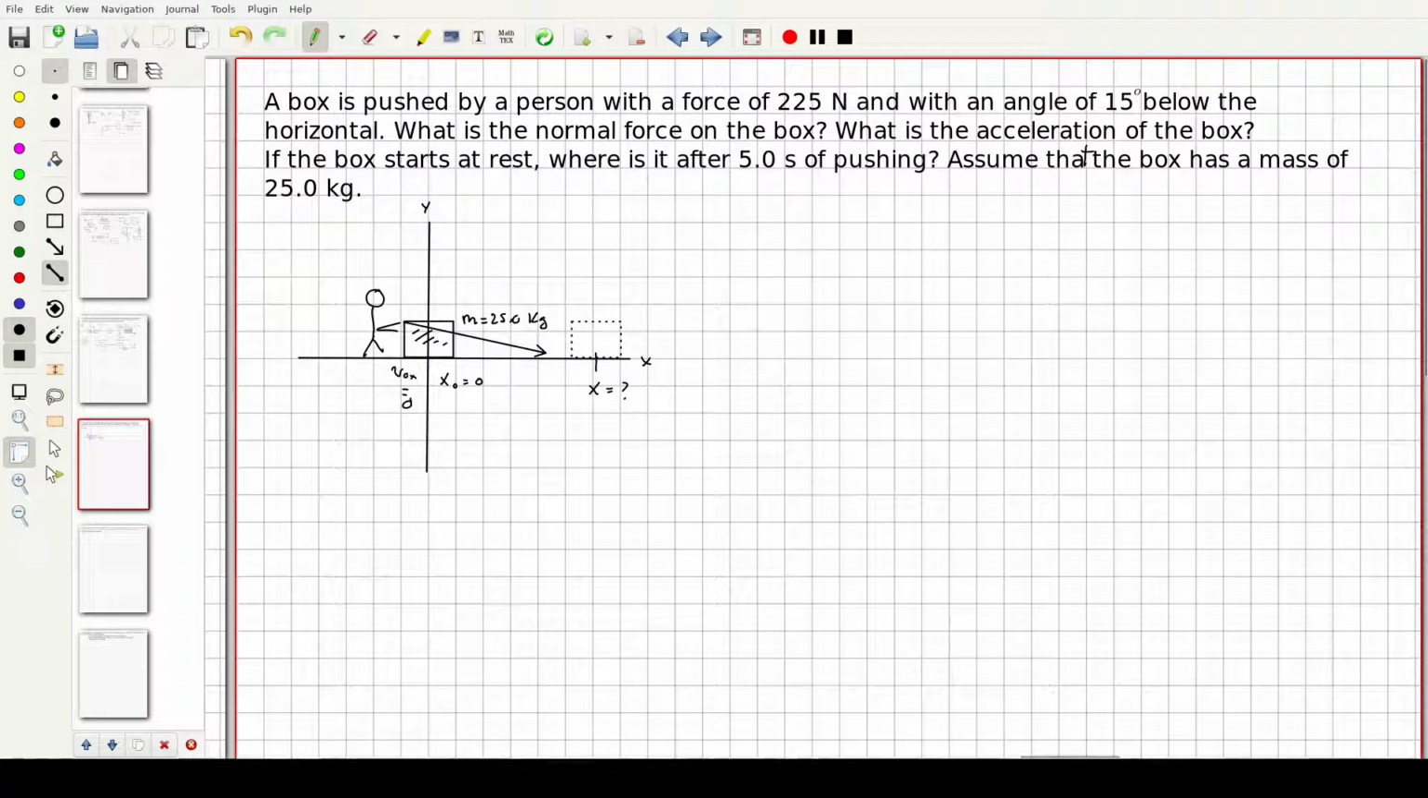If you think of this as being parallel to the x-axis right there, then we have an angle right here that's the 15 degrees. Okay, so our force here is 225 newtons. I'm going to call it the force of the push, and it makes an angle of 15 degrees below x.